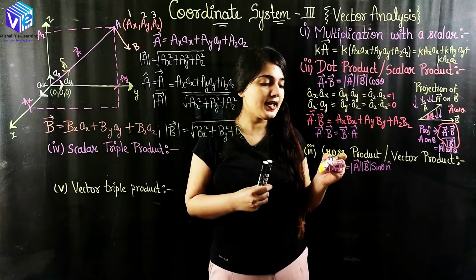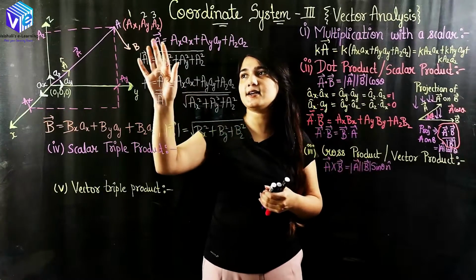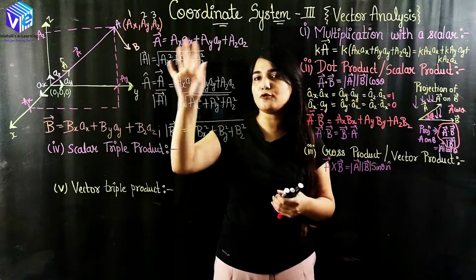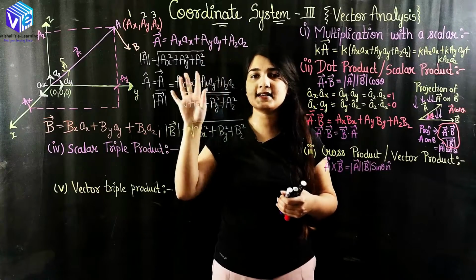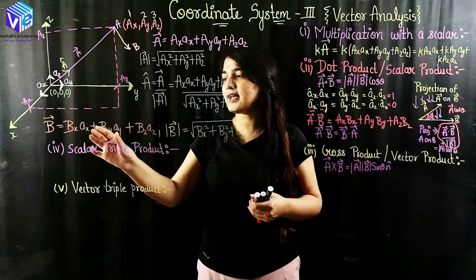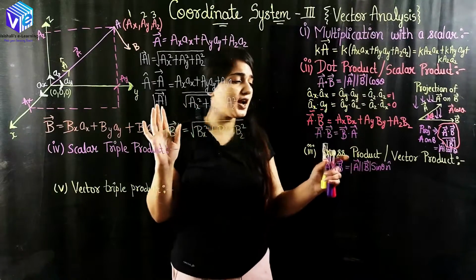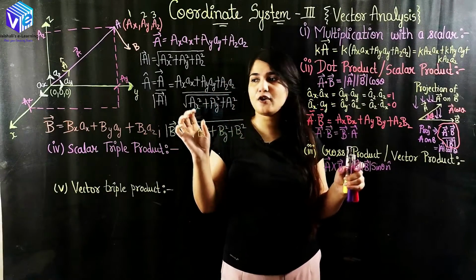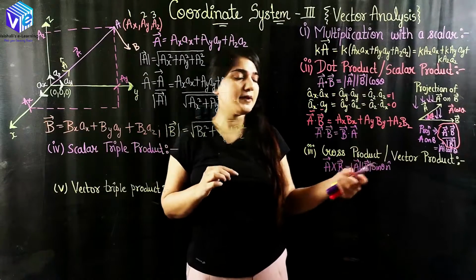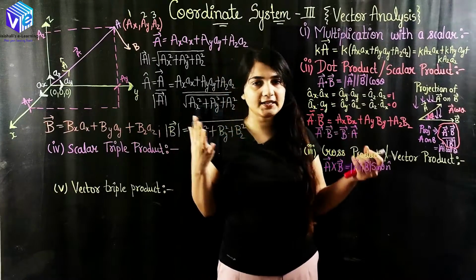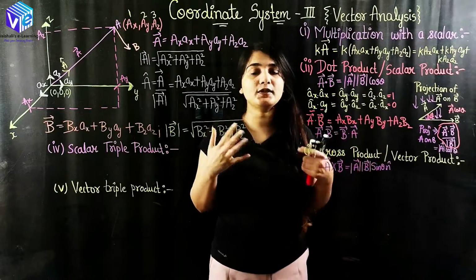Here I have a as well as b vector. How can I represent a vector and b vector? I hope now you remember. A is ax i plus ay j plus az k, and B is bx i plus by j plus bz k. So this is how I can find out magnitude of a. This is the magnitude of a. This is the magnitude of b. I will be multiplying it with sine of theta. Theta is the angle between a and b, and I will be multiplying it with n cap.